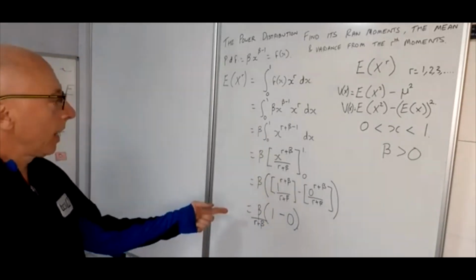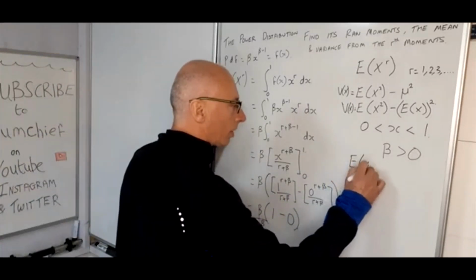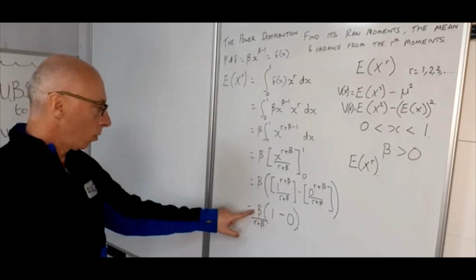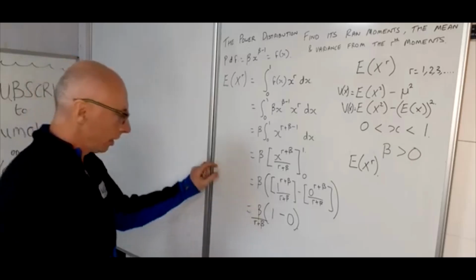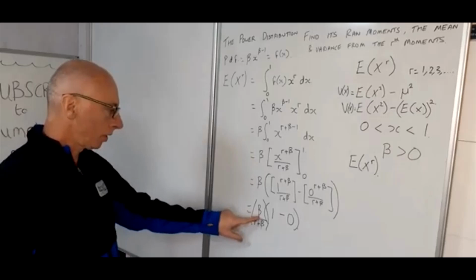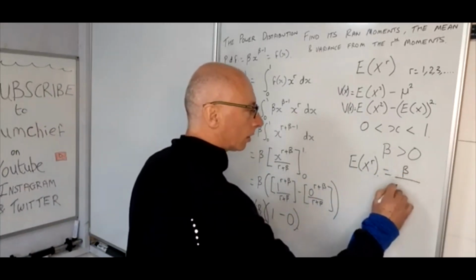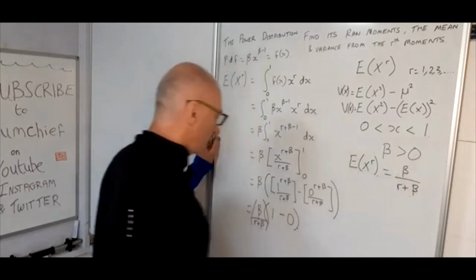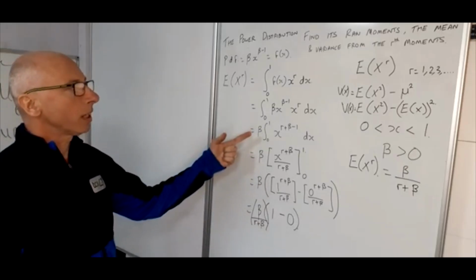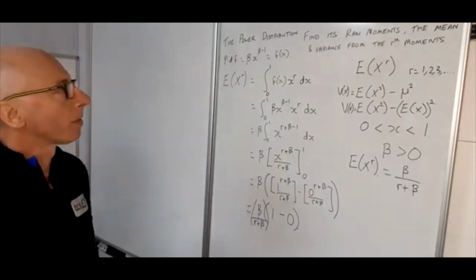So now our E of X to the r, we're ready to signify what that is. If we multiply all of this by 1, we're just left with what's on the outside. So our solution here for E of X to the r, the raw moment, is beta over r plus beta. So that takes care of that. So now I'm going to rub this off the screen, and then we're going to continue now, work out our expected value and our variance.